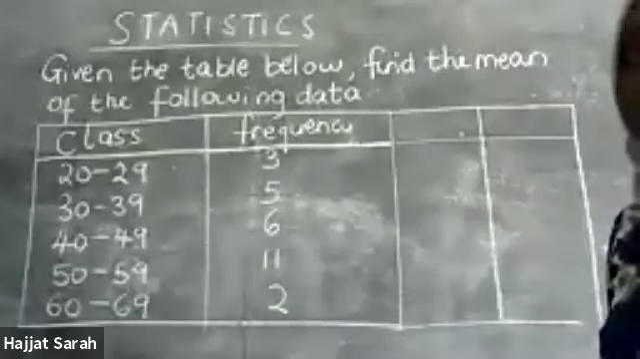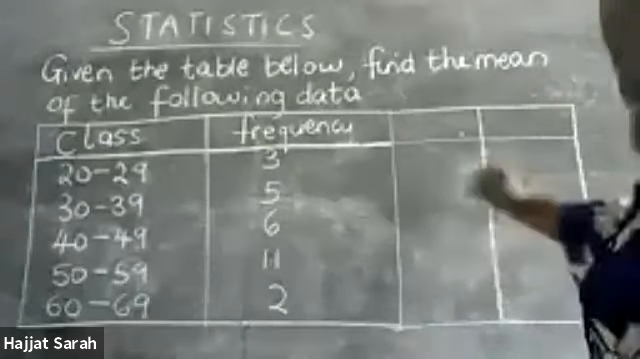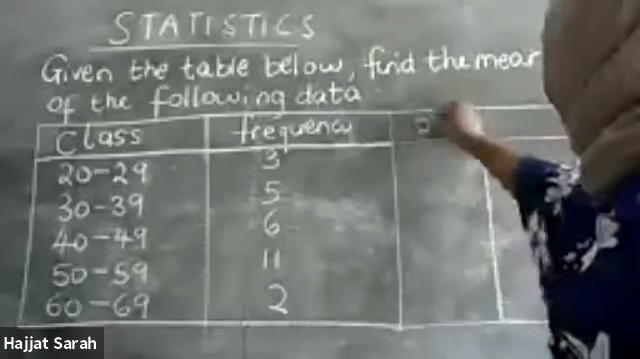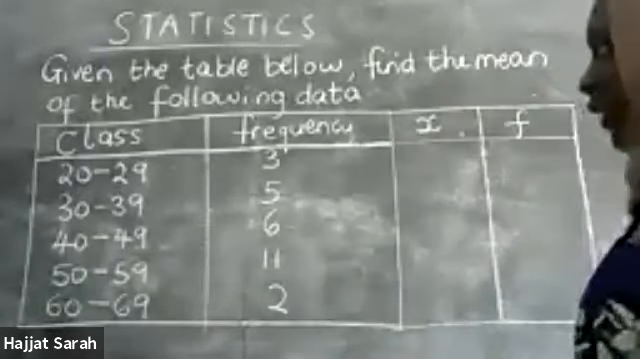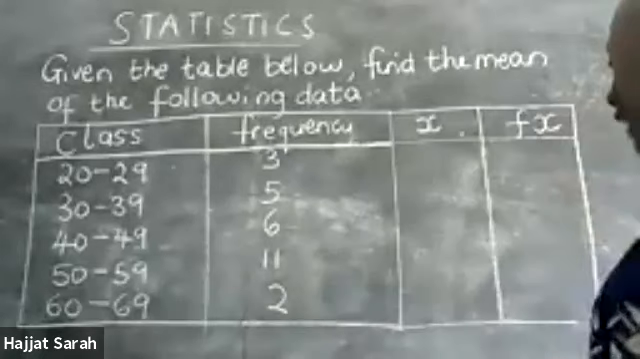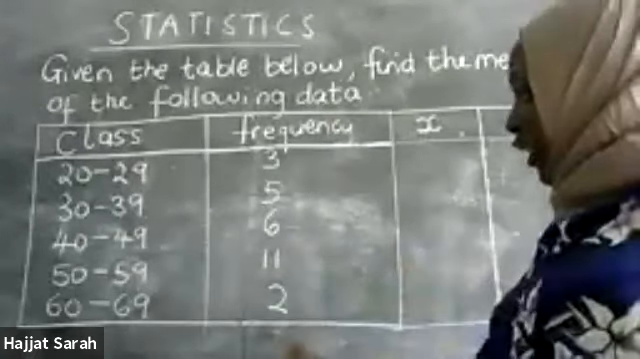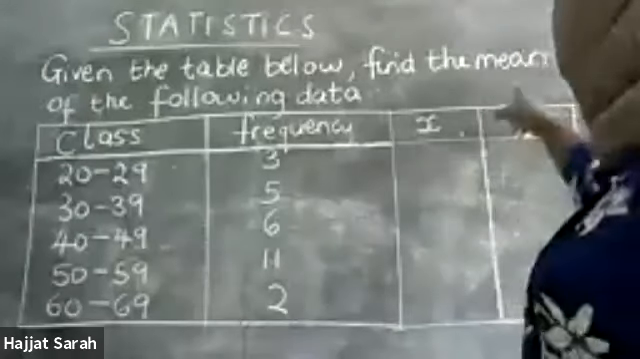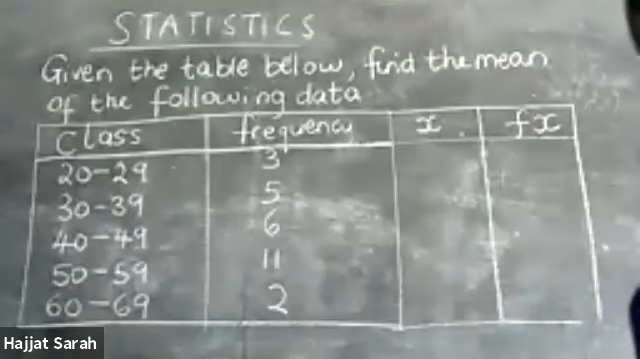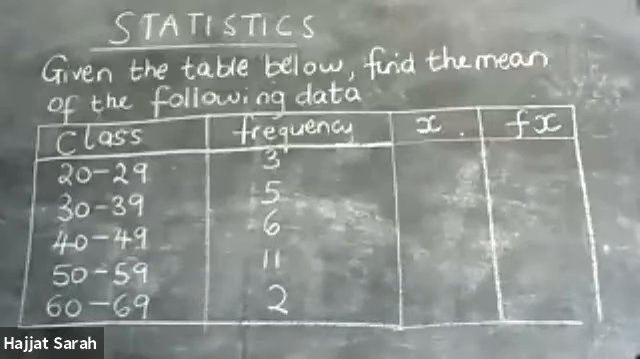Sum X and fx. So I'll simply get my X and my fx. Okay? Simply get your X and your fx. I need to see the total here, summation of F, and then the total here for summation of fx. Put it at the bottom.